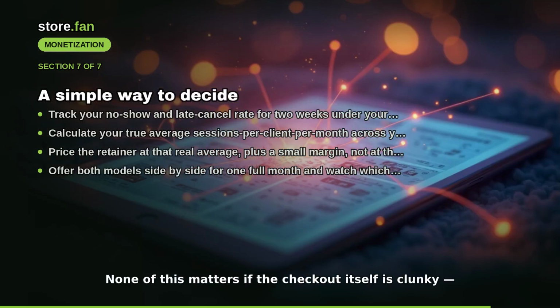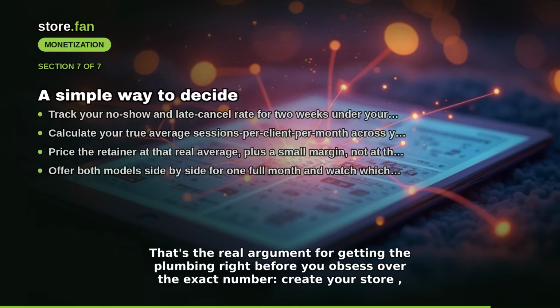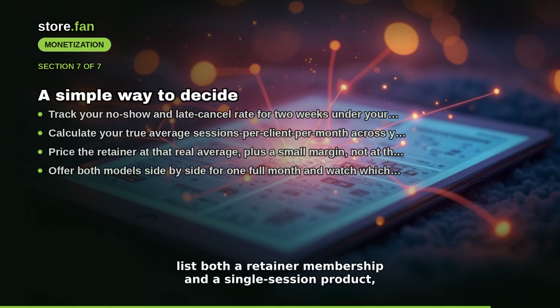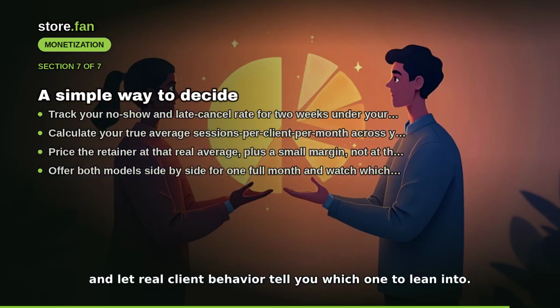None of this matters if the checkout itself is clunky. A confusing booking flow loses more revenue than a slightly off price point ever will. That's the real argument for getting the plumbing right before you obsess over the exact number. Create your store, list both a retainer membership and a single session product, and let real client behavior tell you which one to lean into.